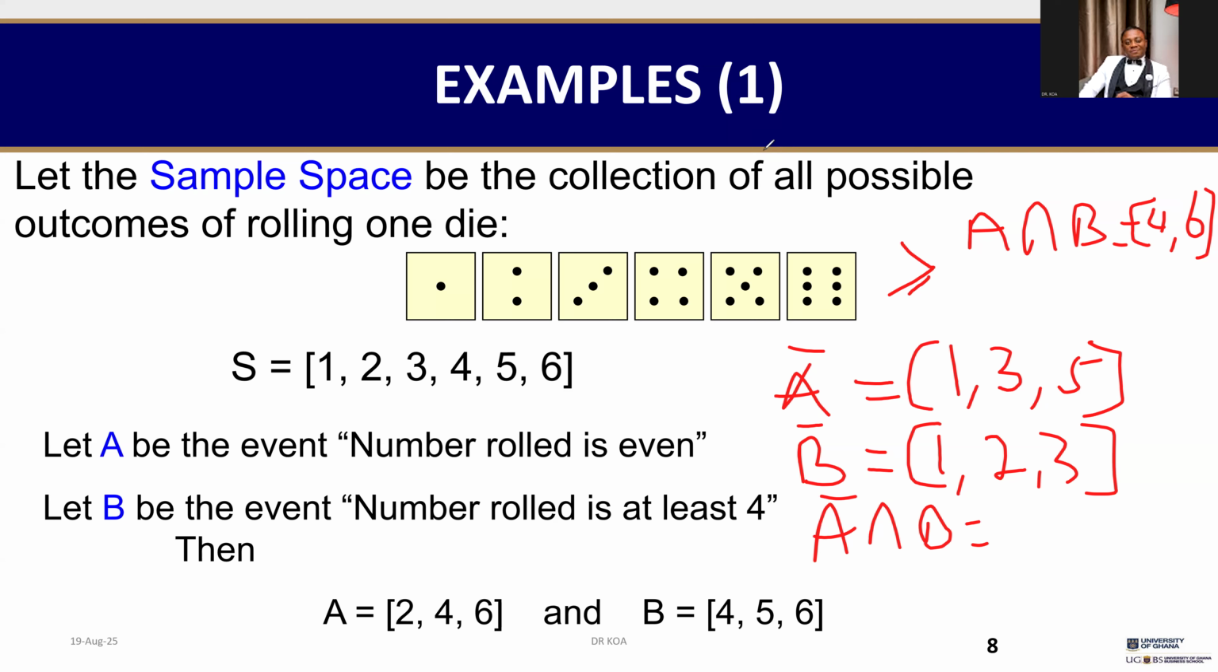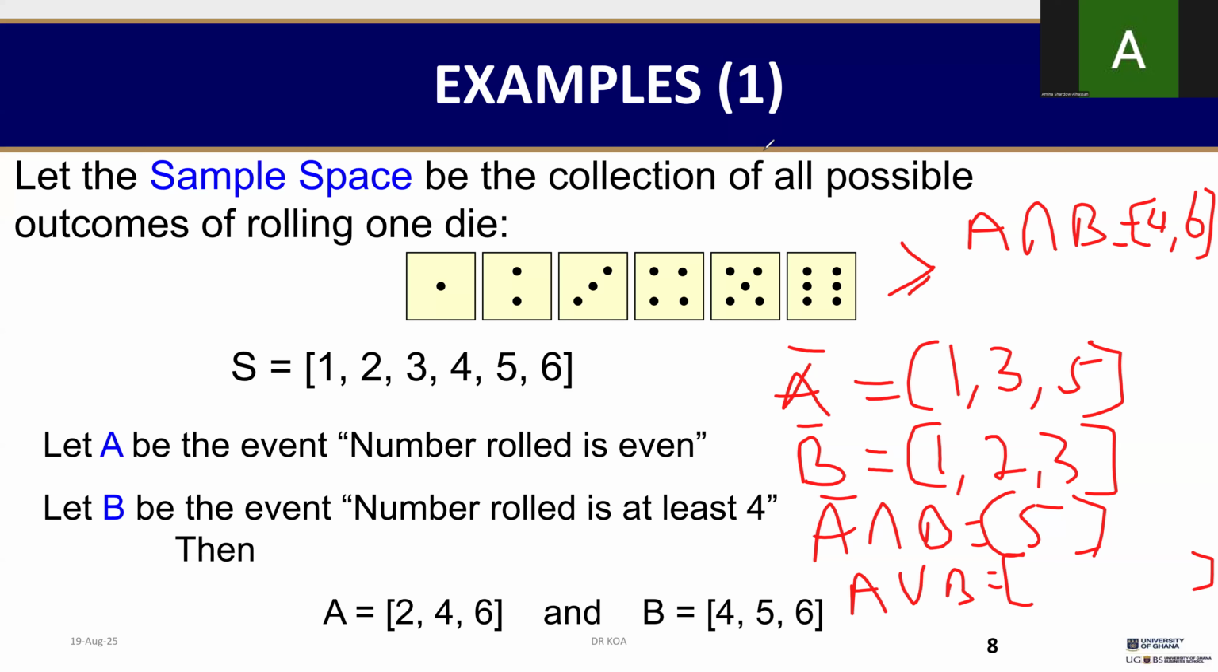Now let's look at A union B. Let me first say that A complement intersection B is going to be 5. Now, how about A union B? What are the elements of A union B? Amina. A union B is 2, 4, 5, and 6. Is that your final answer?